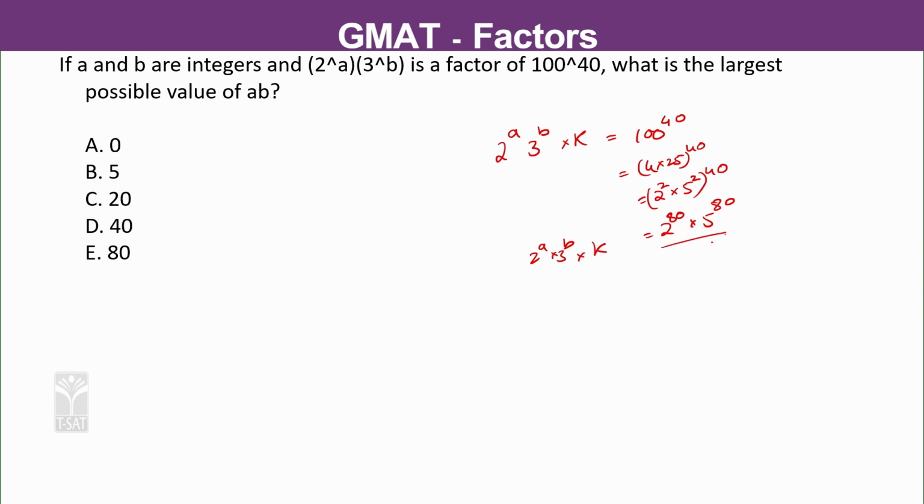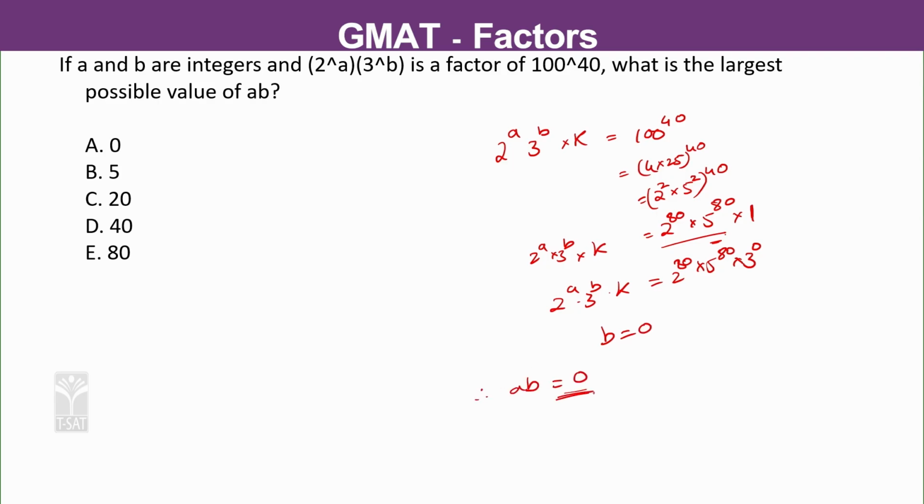And when you look at the right hand side, there is no 3 to the power of anything. You can say that it is into 1, and you can express this as 2 to the power of 80 into 5 to the power of 80 into 3 to the power of 0. So, this is the only possibility when you are equating the powers on both sides. You can say that B will naturally be equal to 0. Therefore, the value for AB will be equal to 0.